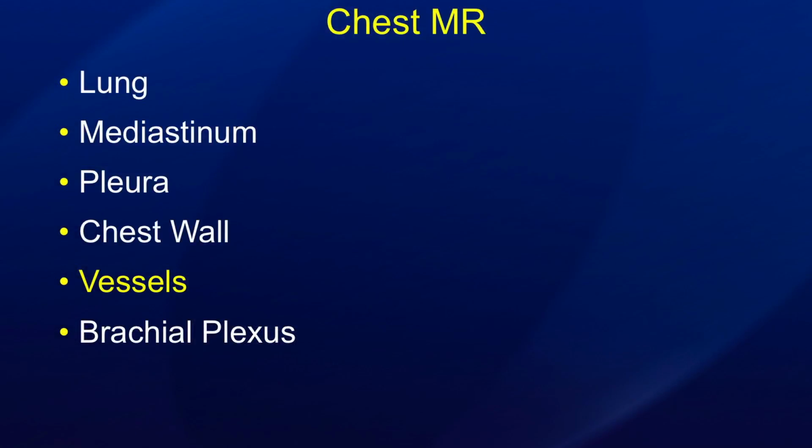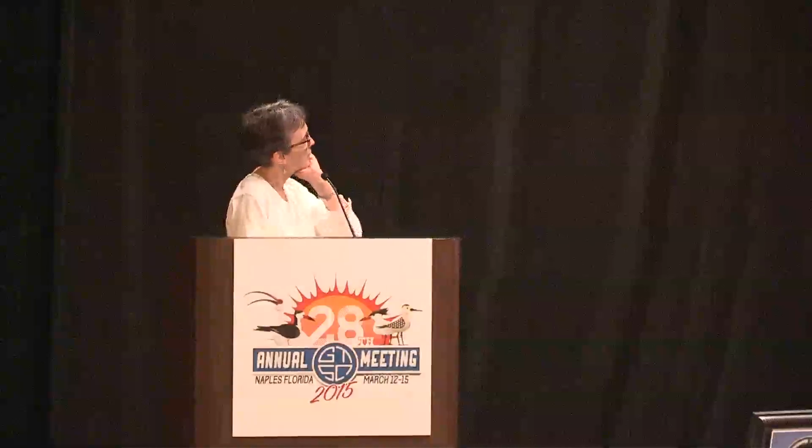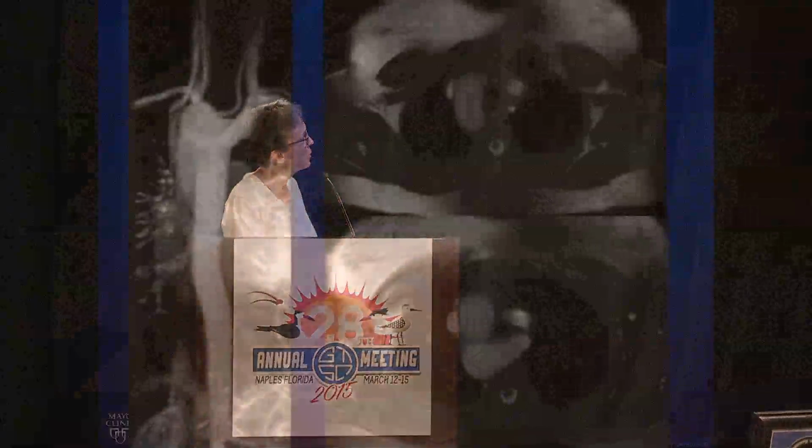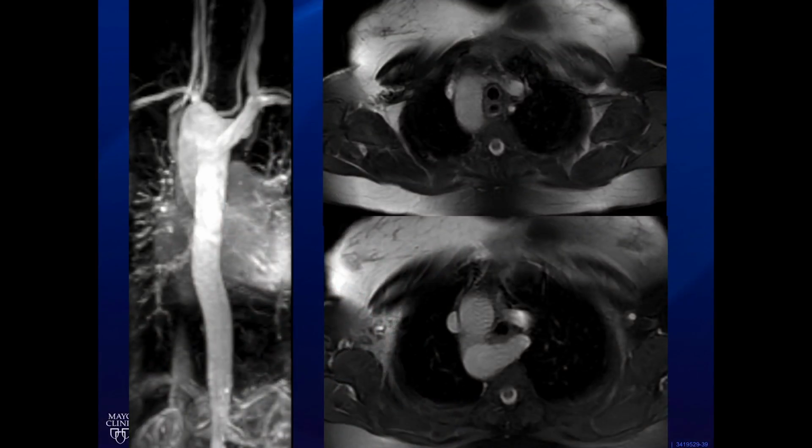So vessels, this is something that MR does great. They have all the MRA sequences that you can run, we get some beautiful images. So this was a right aortic arch in a child.